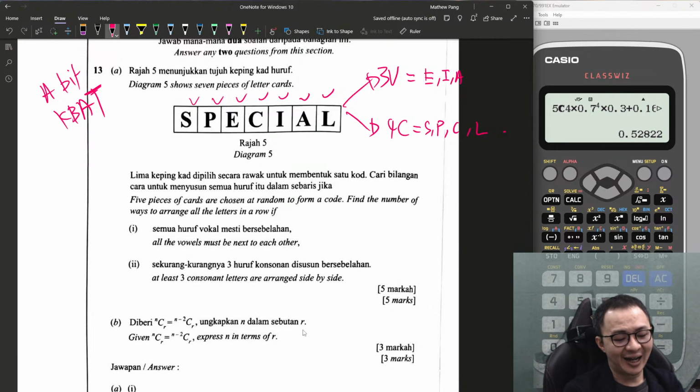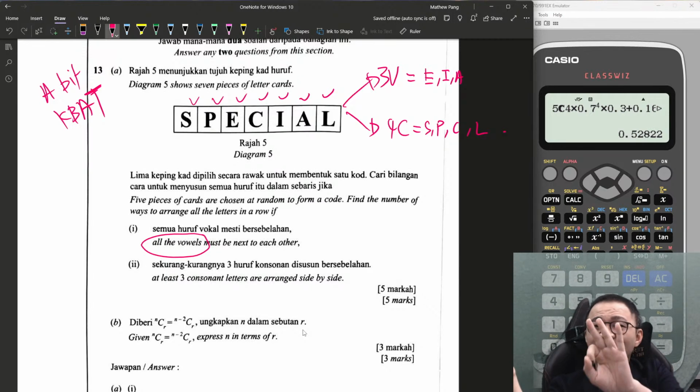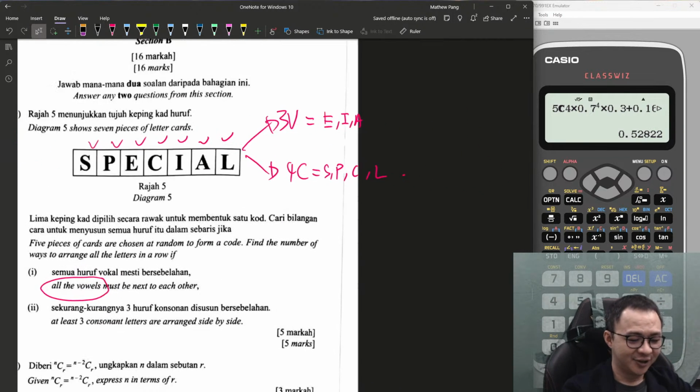5 pieces of cards are chosen at random to form a code. Find the number of ways to arrange all the cards in a row if all the vowels must be next to each other. Basically, the 7 cards have 3 vowels. I need to include all 3 vowels, but I only want to choose 5. That means I still need to add 2 more consonants. Get it? Some students might ask, sir, how can we choose 3 vowels? Here we have 3 vowels, I choose all 3 vowels.